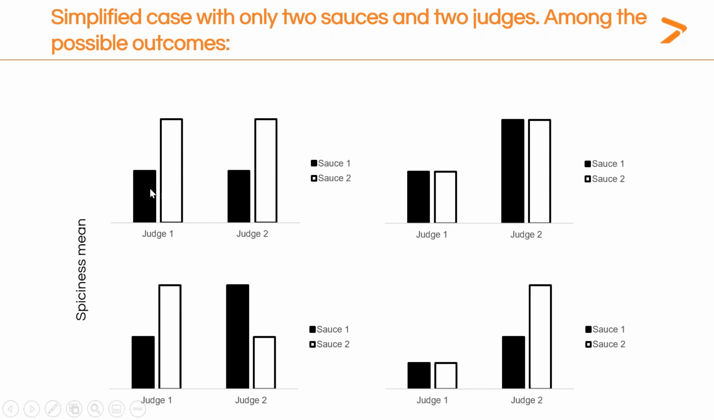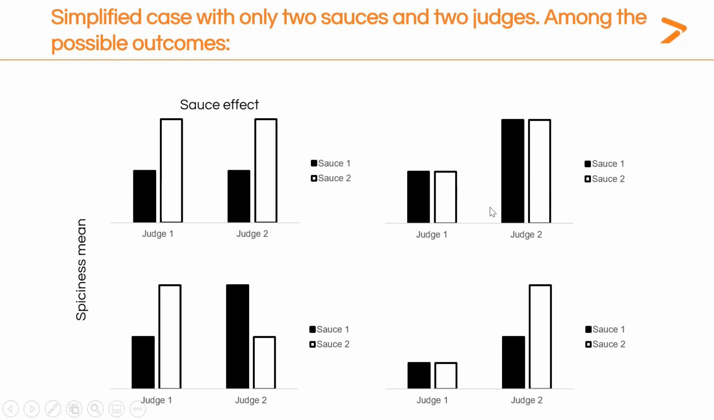In this first case, let us investigate the judge and sauce effects. Do we have a judge effect? If we average the 2 means for judge 1, we get an average around here. And if we average the scores for judge 2, we get an average around here. And we see that the 2 averages are the same, so there's no judge effect. But if we average the black bars and we average the white bars, we obtain 2 different averages. This means there is a sauce effect.